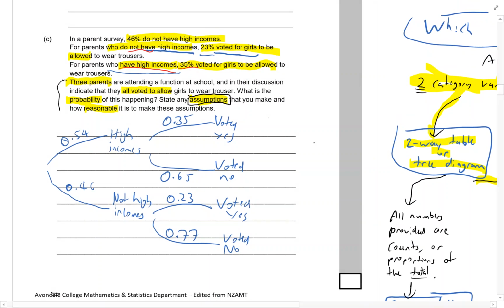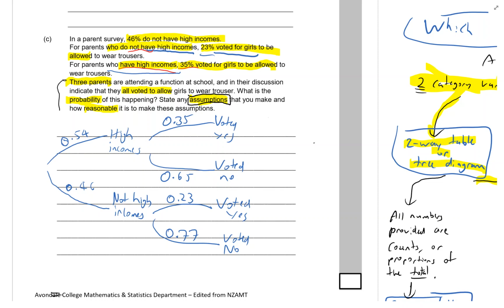State any assumptions. So, first of all, when we're asked a question about 2 or 3 events combined, the simplest way to start is by taking one of them on its own. So, for one parent, we want to work out the probability that they voted yes. Now, if we look at our tree diagram, there's 2 scenarios where a parent could have voted yes. What are they? And we should tick them on the branches.